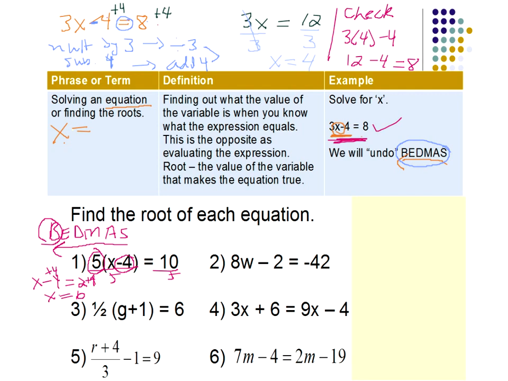In question 2, I'm again multiplying the w by 8 and subtracting 2. So I will undo subtracting 2 by adding 2. And so I'll have 8w equals negative 40. Now I'll divide both sides by 8. So I get w equals negative 5.